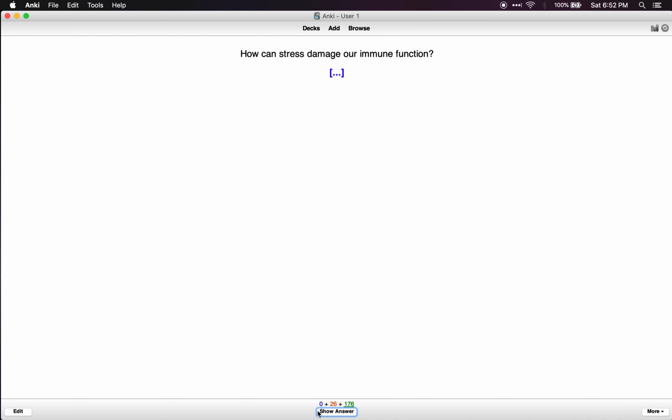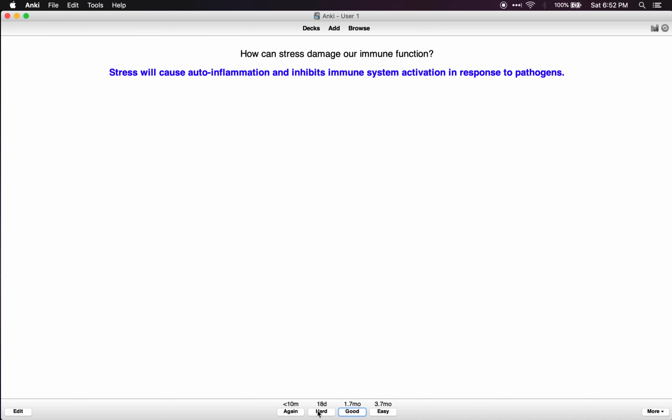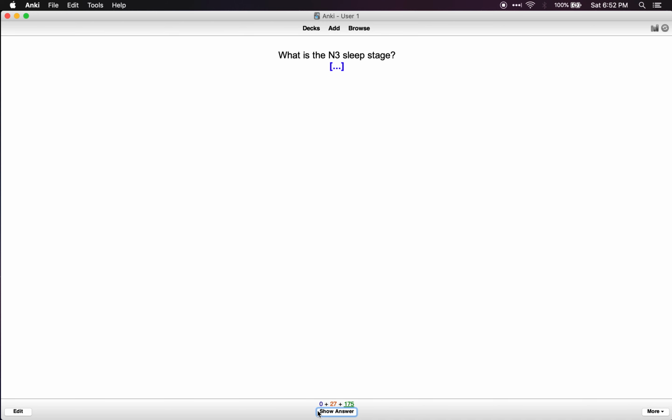How can stress damage our immune function? Stress causes inflammation and inhibits immune system activation in response to a pathogen.